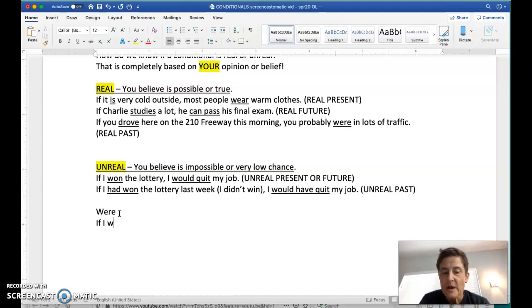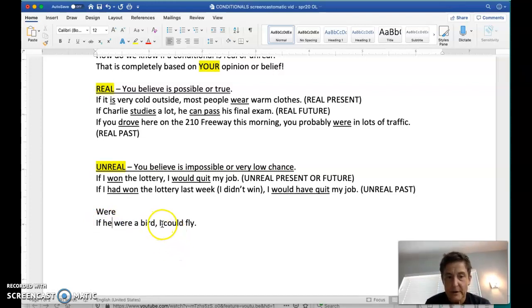Unreal conditional. If I were a bird, oh, can that happen? Is that possible? Is it true? No way. In fact, it's not even very low chance. No, it is called impossible. If I were a bird, I would fly, could fly, might fly. I'll say could fly.